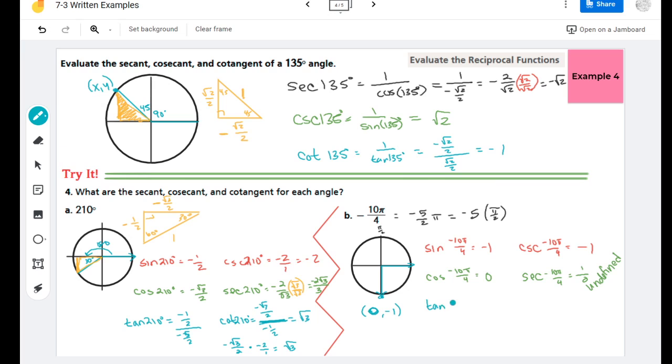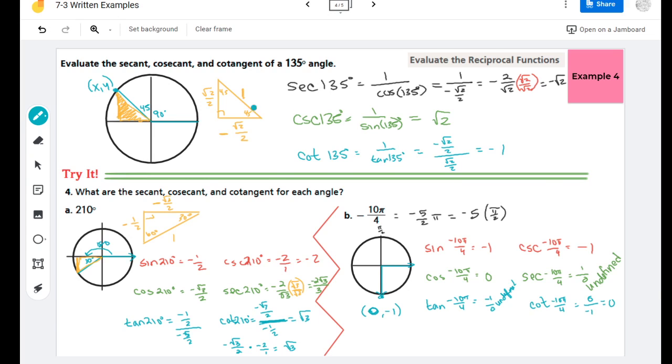So then my tangent of negative 10 pi over 4 is my sine divided by cosine, which is negative 1 divided by 0, which is also undefined. But my cotangent is 0 over negative 1, which is just 0.